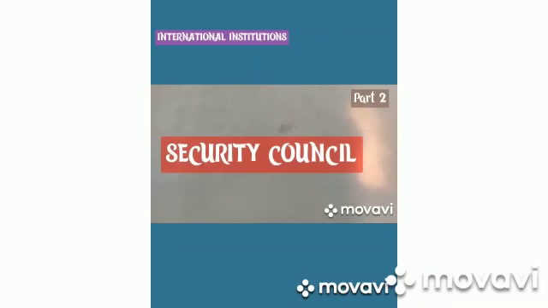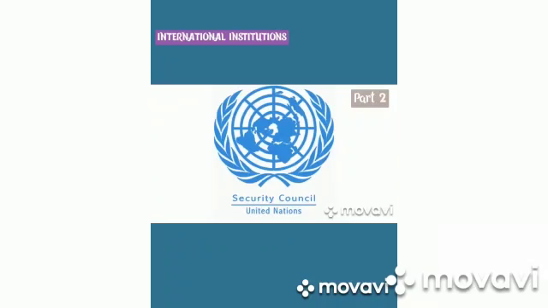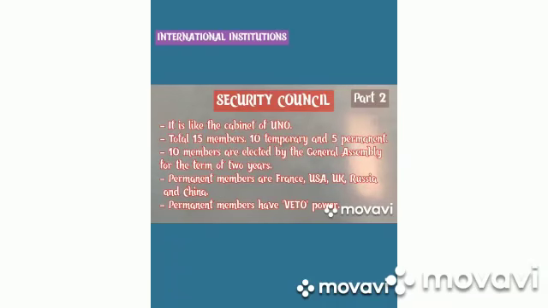Now moving to the Security Council. The Security Council is an important body of the UNO. It's like the cabinet of UNO. It has a total of 15 members. Out of the 15, 5 are permanent and 10 are temporary members. These temporary 10 members are elected by the General Assembly for a term of 2 years. The permanent members are France, USA, UK, Russia, and China. And these permanent members have veto power.